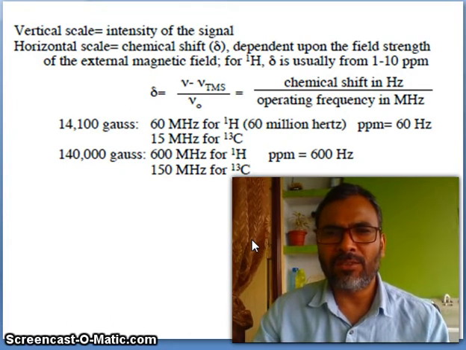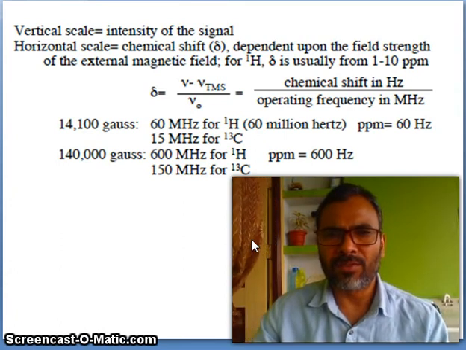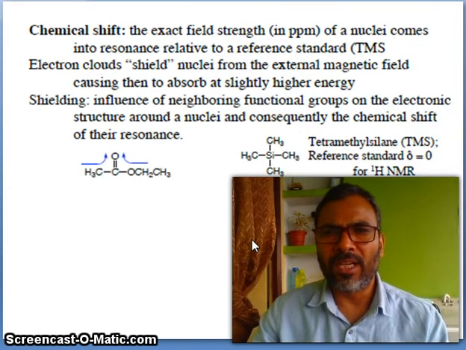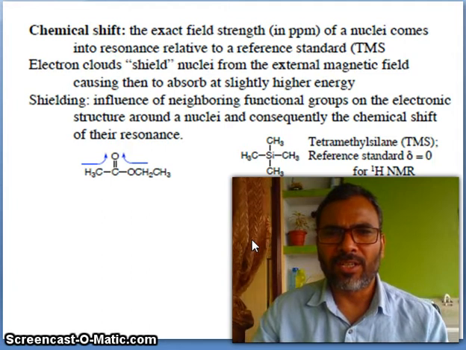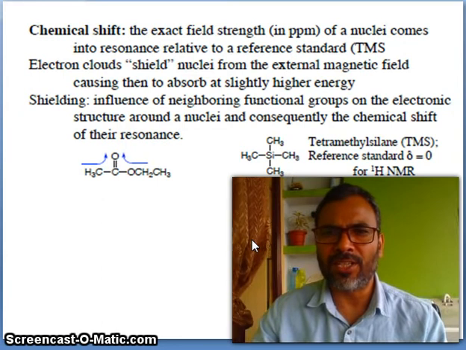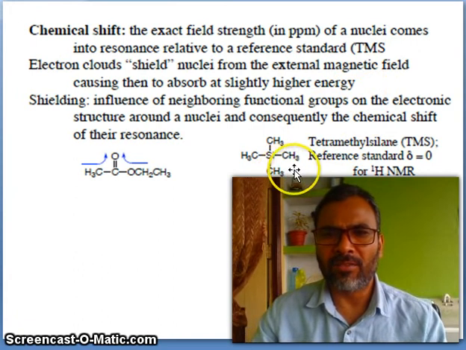Friends, today in this video I am going to explain about NMR, Nuclear Magnetic Resonance. So let us start with the chemical shift. You know the chemical shift is the exact field strength in ppm at which nuclei come into resonance relative to the reference standard TMS. I already talked much more about the TMS structure and its character.